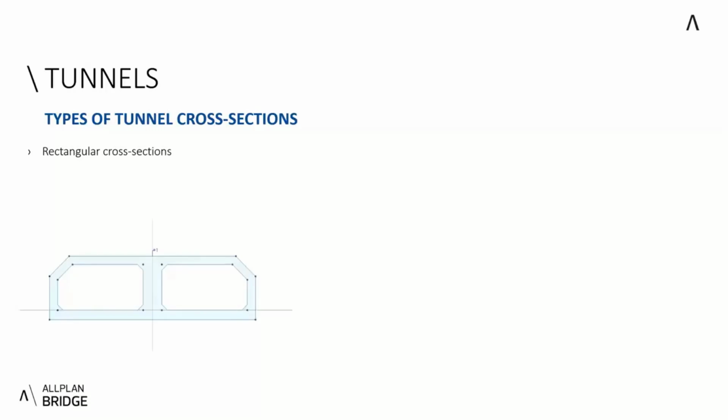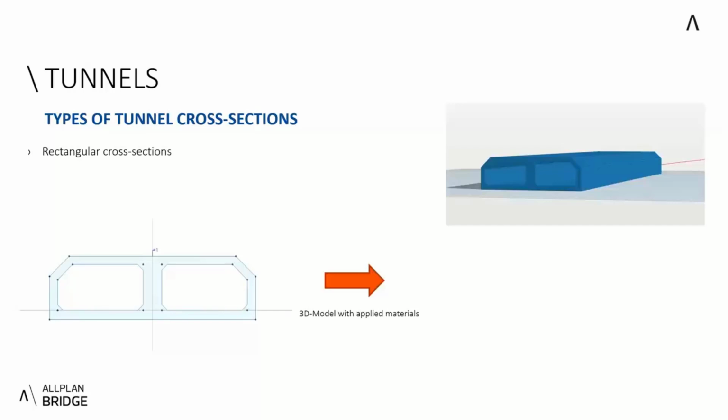So first one is just a simple rectangular cross section. It might look like a hollow box girder bridge, or it's just turned around. So it's the same principle to create this. So once this 3D model is applied with materials and extruded in Allplan Bridge, we see this nice tunnel representation. So this is an easy one. Keep in mind, we will go into more advanced ones just in a few minutes.